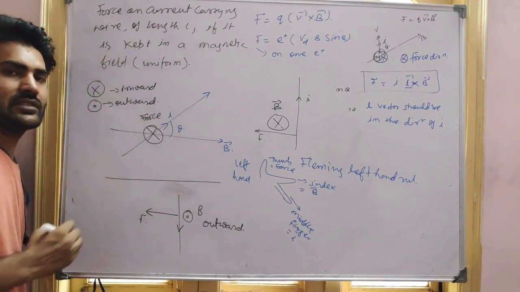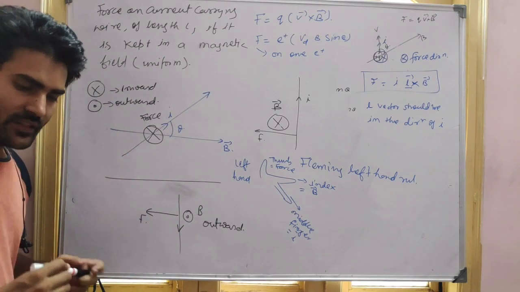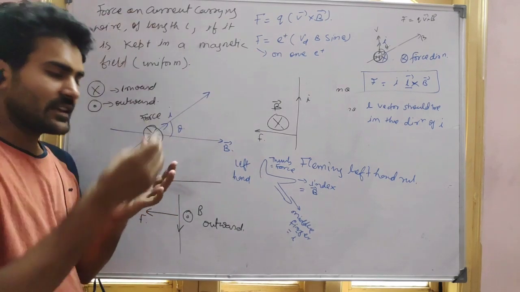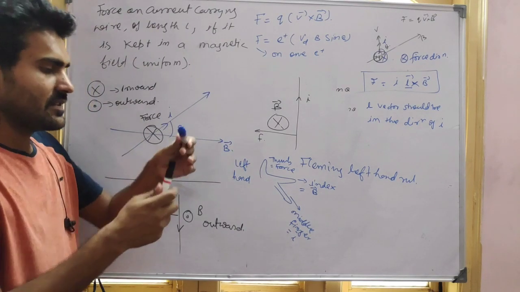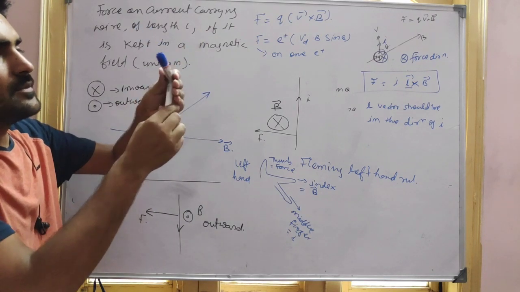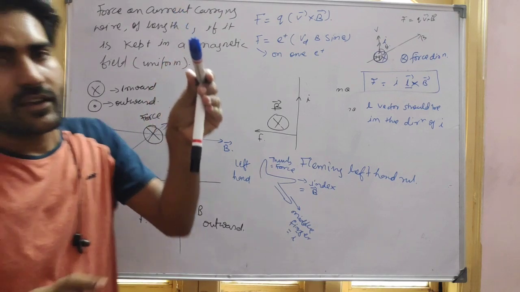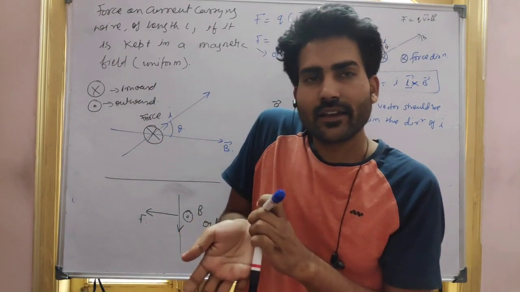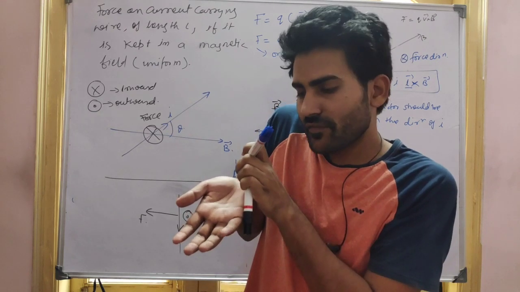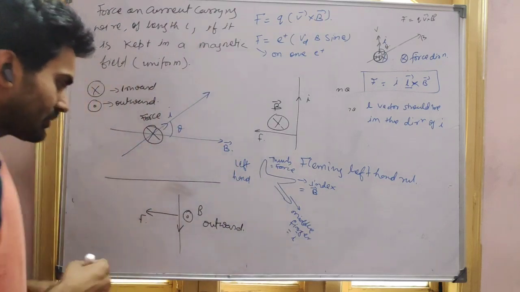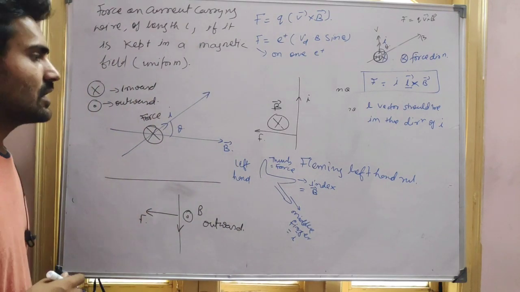This is the force. If you find it with the right hand thumb rule, this is the magnetic field coming outward, and this is the current. Keep your palm in the direction of the current, curl your fingers in the direction of the field, and you will get the force like this. Right? I hope it is clear now, guys.